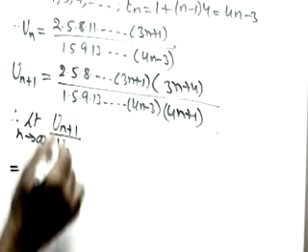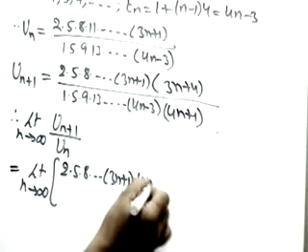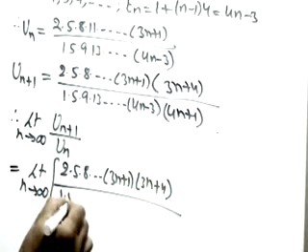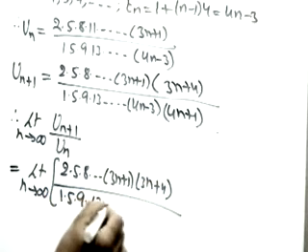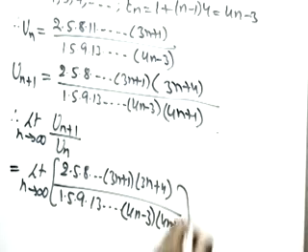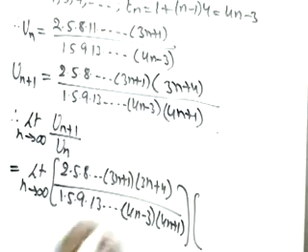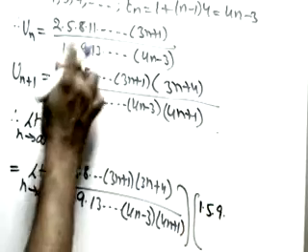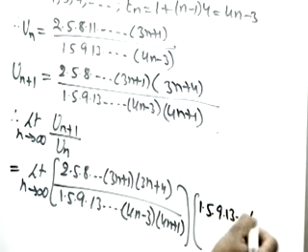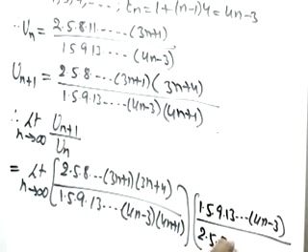So equals limit n tends to infinity. For un plus 1, we have 2 into 5 into 8 and so on up to 3n plus 1, 3n plus 4, divided by 1 into 5 into 9 into 13 and so on up to 4n minus 3, 4n plus 1. If we write un in the numerator, we have to interchange the numerator and denominator, so this can be written in this reciprocal way. 1, 5, 9, 13 and so on, 4n minus 3, this is un, divided by 2, 5, 8 and so on, 3n plus 1.